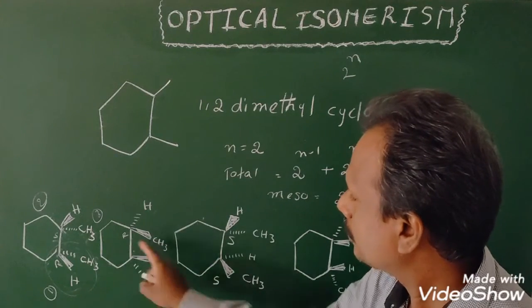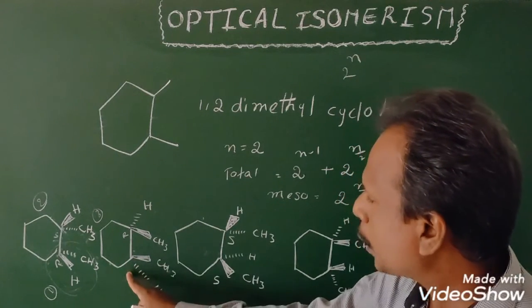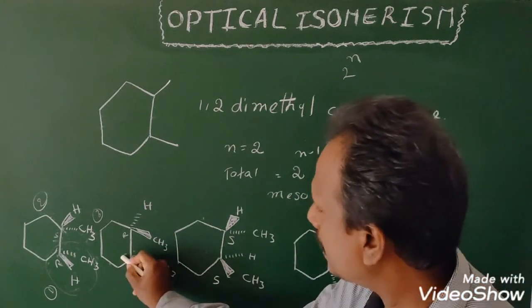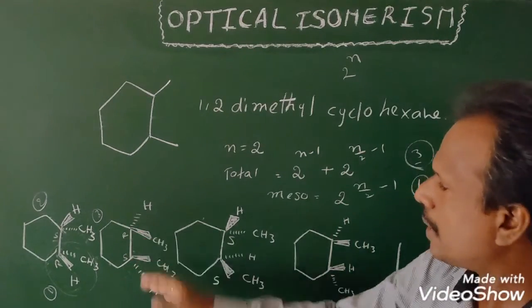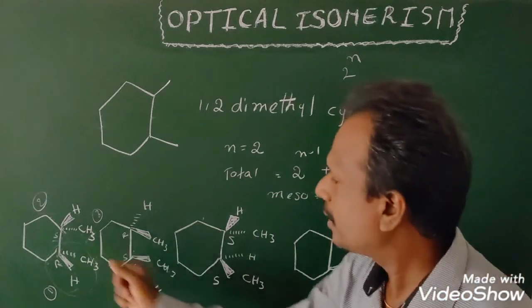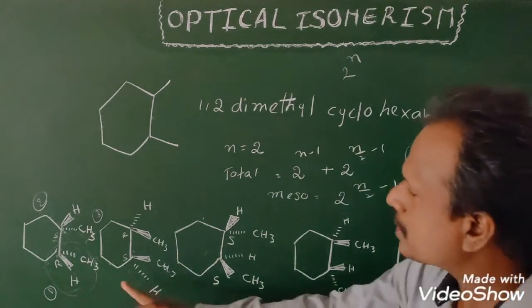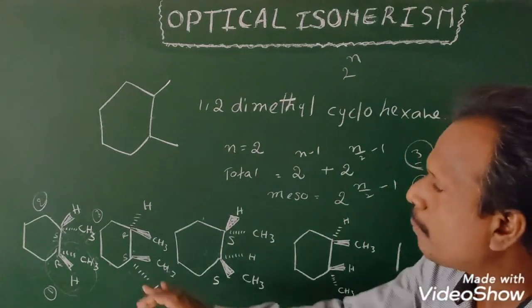Anti-clockwise. Small group is below the plane. So chirality S. It is also a meso compound, but only one meso compound is possible. That means these two are identical. Meso compound has no mirror image. So these two are identical.